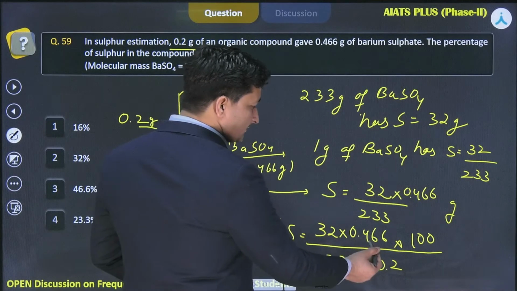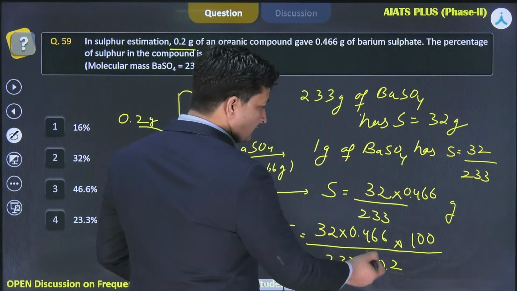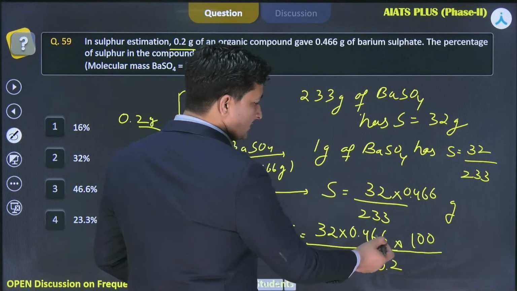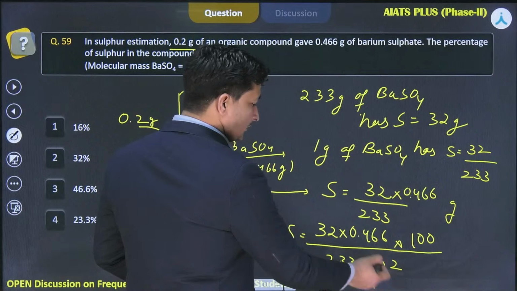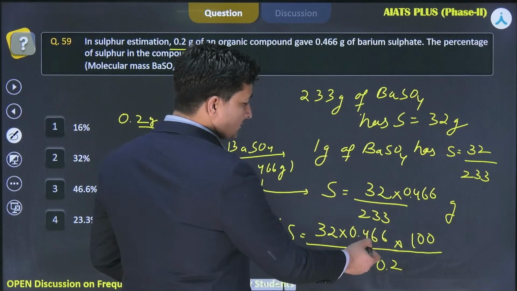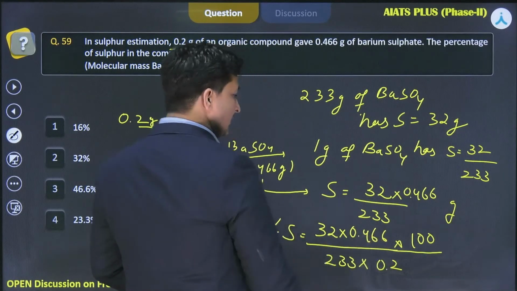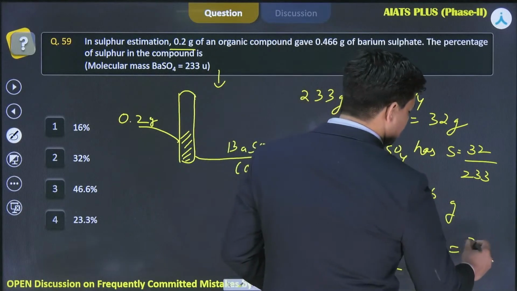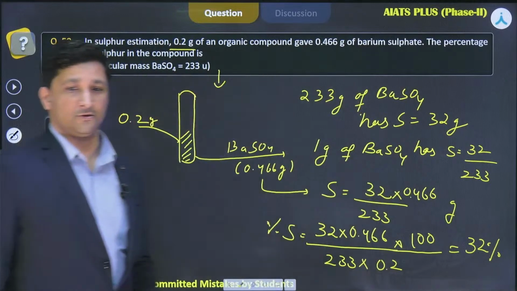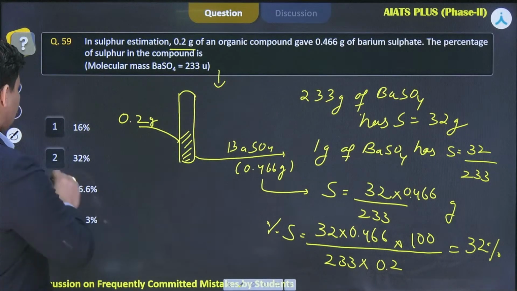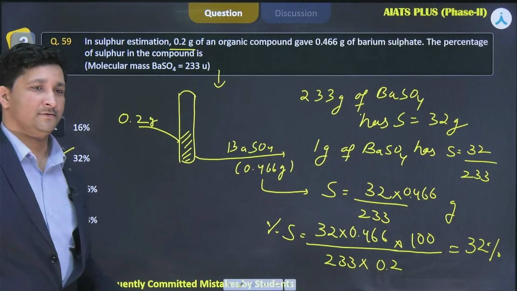233, 0.466, 0.2, just remove 1, 4.66, 100 multiply, it will become 466 divided by 233 into 2. So 233 cancels, 466 by 2, 2 by 2 cancel out, and this comes out to be 32%. Is this clear to all of you? So the correct answer becomes option 2.